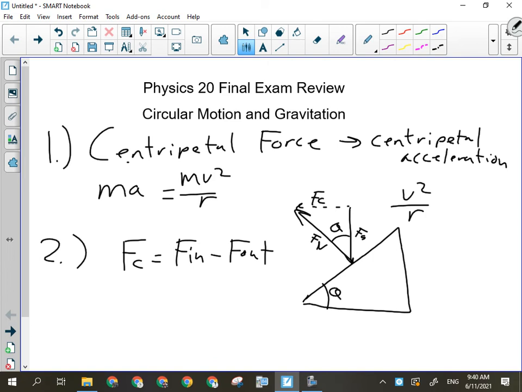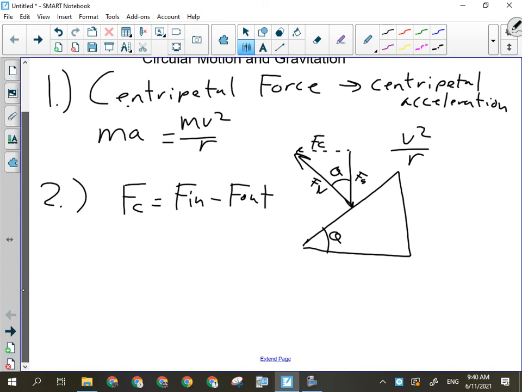And then obviously for artificial gravity, we're just using a spinning drum. Your inertia wants you to go out at a tangent, but the inside of the drum pushes on your feet and makes you feel like you have weight. So Fc just equals Fg for those. For vertical circular motion, that's this: Fc equals forces in minus forces out.